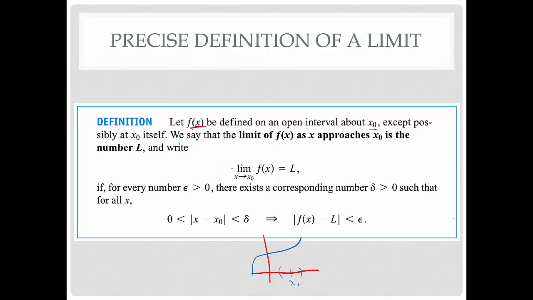Except possibly x naught itself. Well, what does that mean? Well, we said last time there could be a hole there, right? The limit still exists because as I'm approaching the limit of my f of x, as I'm getting really close to x naught from either side, I am approaching this value, and that's what we called the limit. Okay, that was that definition.